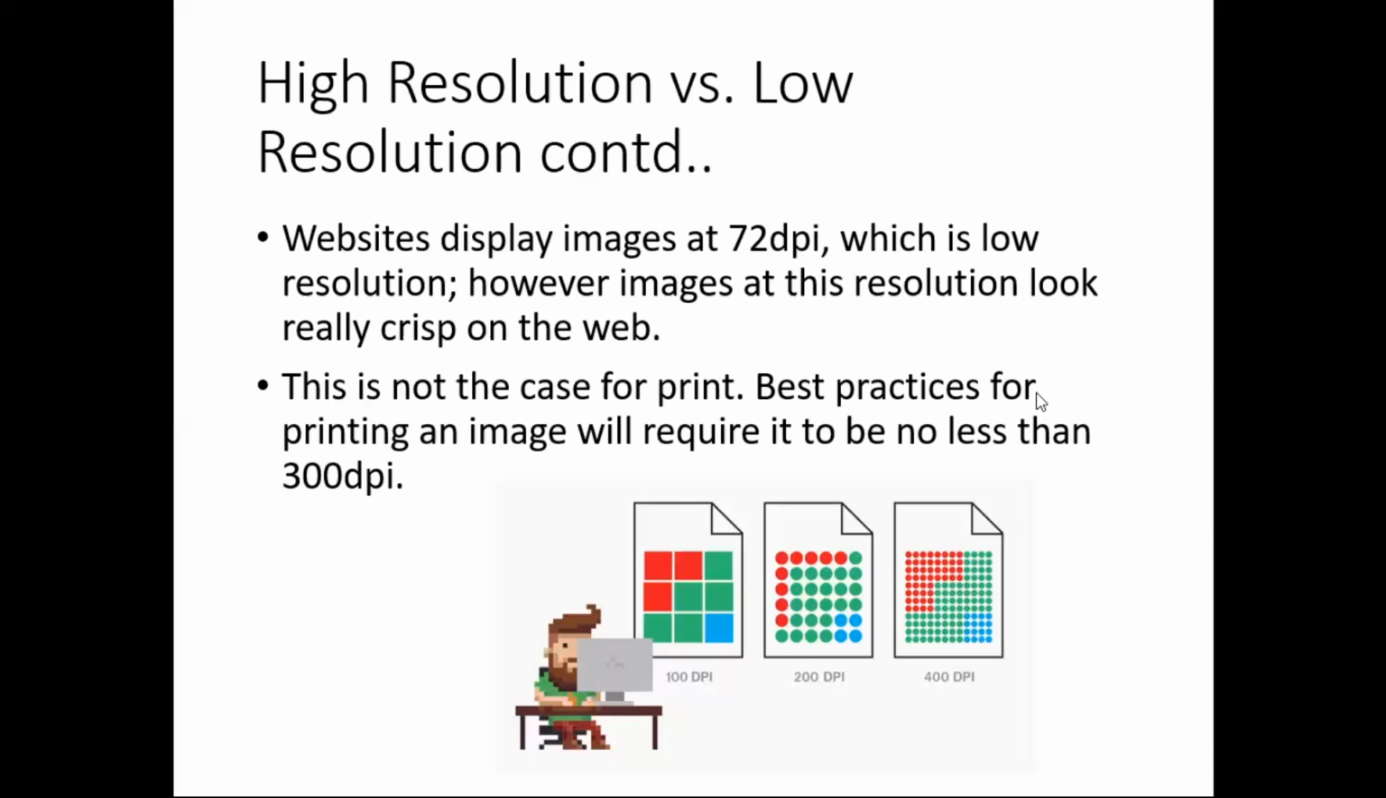Okay, then the most suitable quality or resolution for a web display image is 72 dots per inch, right? But for printing purposes, 300 dots per inch is the most suitable one. The recommended one is 300 dots per inch, right? See this example. You can see 100 dots per inch for the first image, 200 dots per inch for the second image, 400 dots per inch in the third image, right?